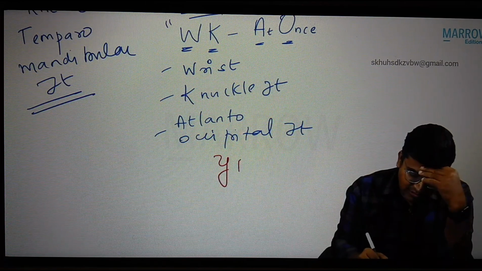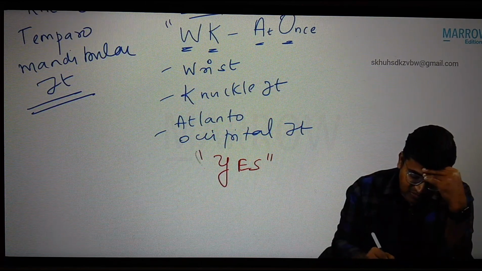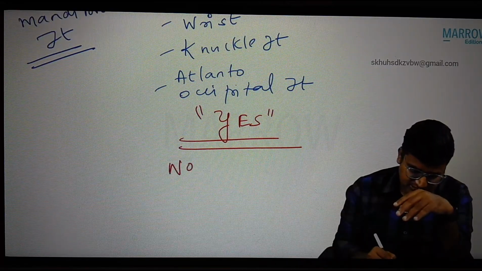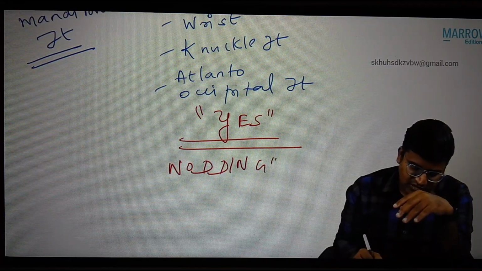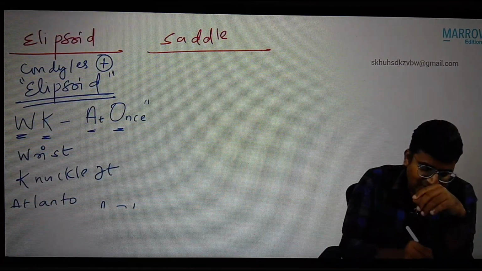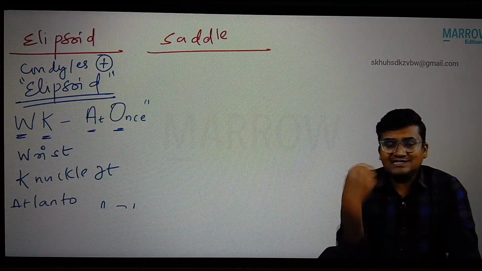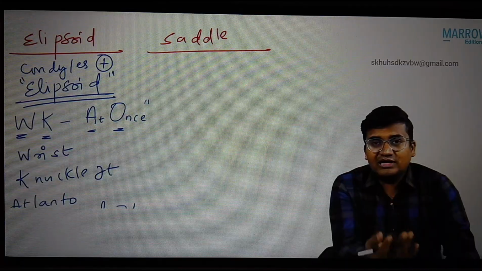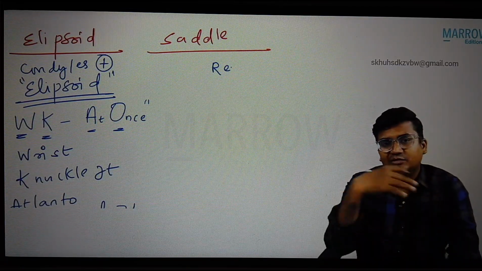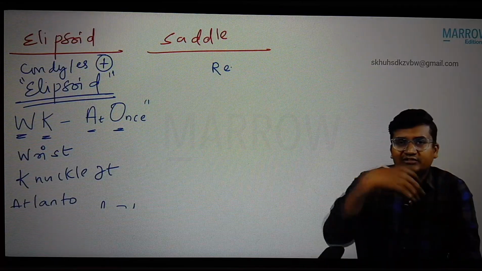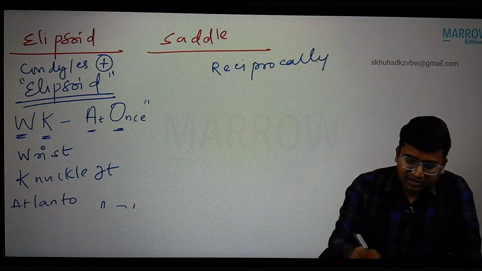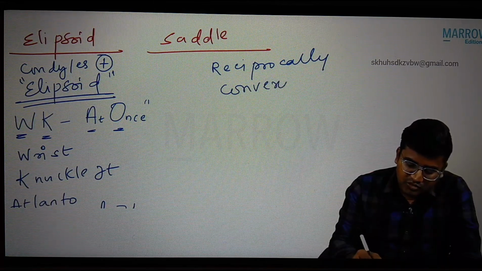Now atlanto-occipital joint, what movement will occur? Yes movement will occur, the nodding of the head. Yes movement, nodding of the head will occur. Now next one. Now saddle type of synovial, the ends of the bone are reciprocally convexo-concave. One end will be convex, the other end will be concave. One end will be concave, the other end will be convex. So they are reciprocally convexo-concave.